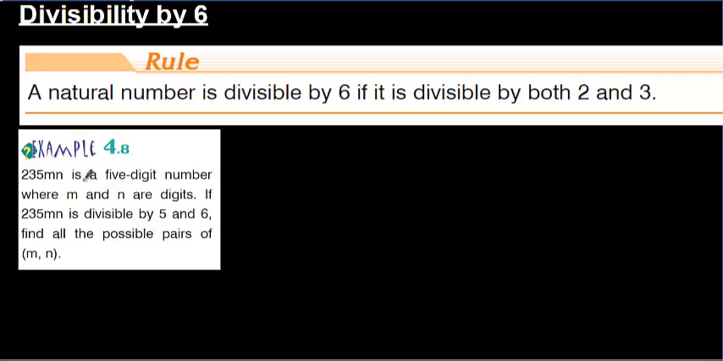Here we have an example: 235MN is a 5-digit number. M and N are digits. If it is divisible by 5 and 6, it means that it is divisible by 2, 3, and 5. That's why it's easy for us to find the last digit, because divisibility by 5 is related with the last digit. So N can be equal to 5 or N can be equal to 0. But if N is equal to 5, the number cannot be divisible by 2, so N cannot be equal to 5. That's why N must be equal to 0. So the number is going to be 2, 3, 5, M, and 0.